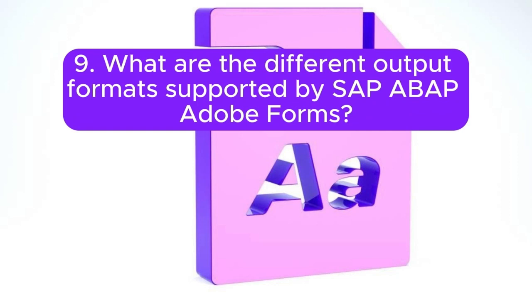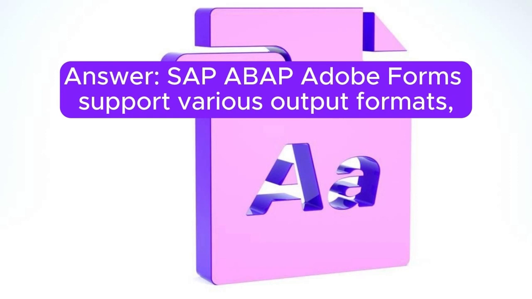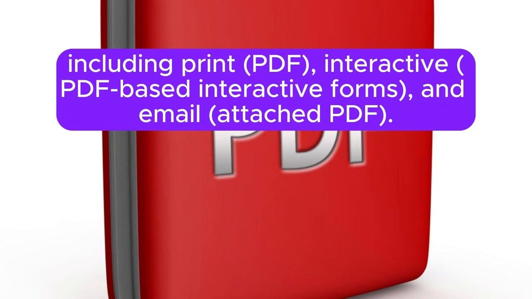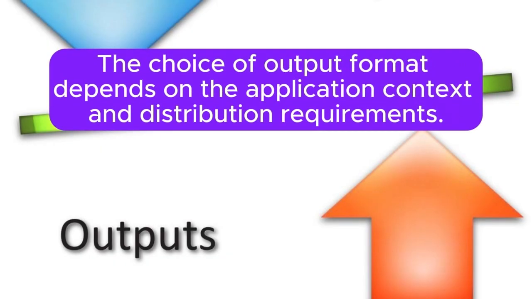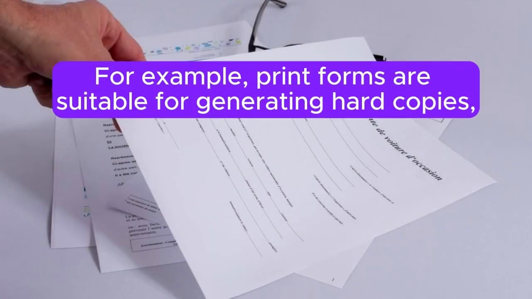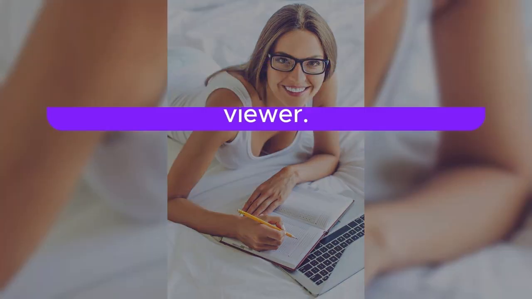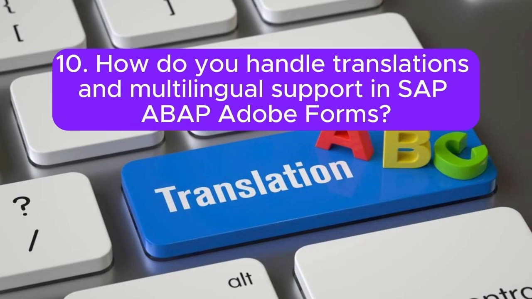9. What are the different output formats supported by SAP ABAP Adobe Forms? Answer. SAP ABAP Adobe Forms support various output formats, including print PDF, interactive PDF-based forms, and email-attached PDF. The choice of output format depends on the application context and distribution requirements. For example, print forms are suitable for generating hard copies, while interactive forms enable user input and interaction within the PDF viewer. 10. How do you handle translations and multilingual support in SAP ABAP Adobe Forms?